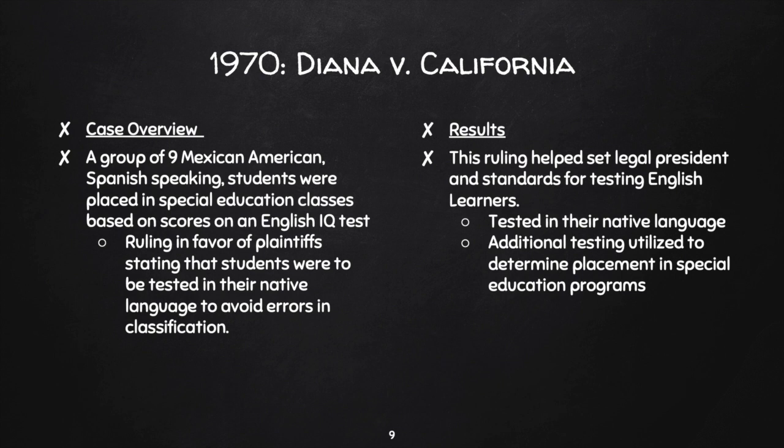There's a lot of research that targets dispelling learning errors for language errors. Sometimes people who aren't familiar with the process of language acquisition think that students are cognitively disabled in some way or another, and it's not necessarily that. It's just that the processing of information may be different in their native language. So because of this, this really was a landmark case that helped to set a legal precedent for standards for testing English learners. And with this, it said that students need to be tested in their native language. And secondly, additional testing needed to be utilized to determine placement in special education programs.